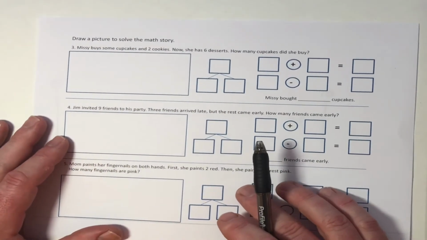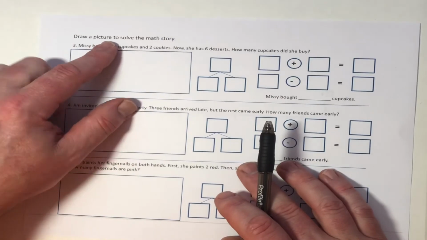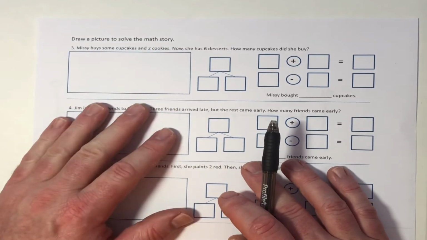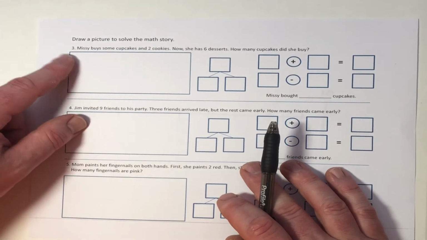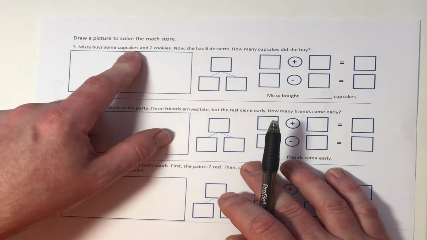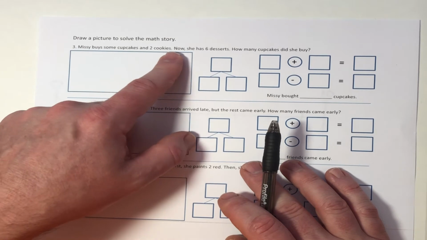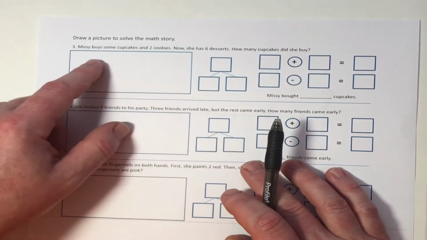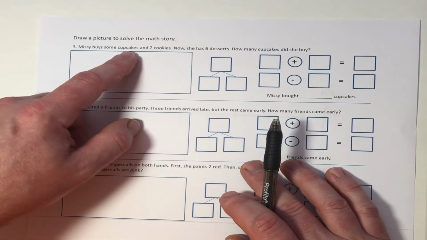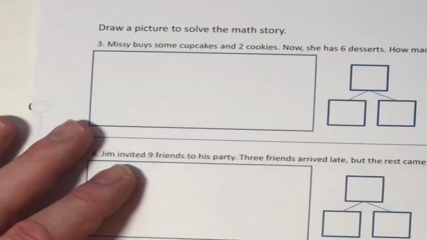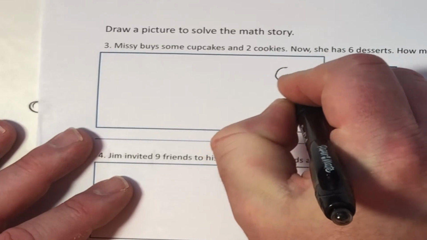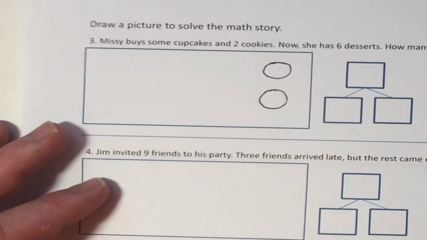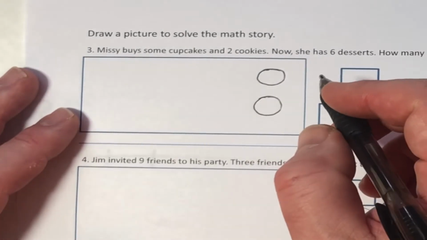Here we go. This one says, draw a picture to solve the math story. Let's read number 3. Missy buys some cupcakes and 2 cookies. Now she has 6 desserts. How many cupcakes did she buy? Okay, she buys some cupcakes and 2 cookies. Okay, so let's draw 2 cookies. There's 2 cookies. Oh, you want them decorated? I'm sorry. Okay. So let's decorate the cookies.